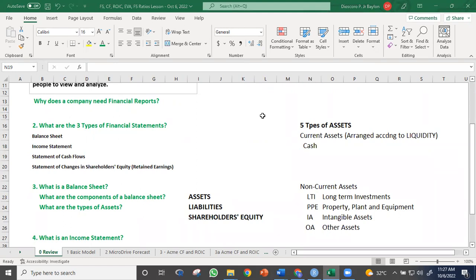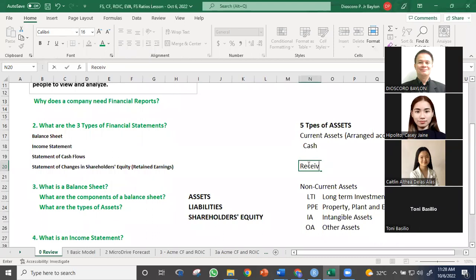Okay, what's the next one? After cash, what do we have? Anyone, please? So for assets, we have current and non-current. We already identified the non-current assets. How about the current assets? After cash, what do you have? Okay, let's see an answer here. All right, receivables will be here.